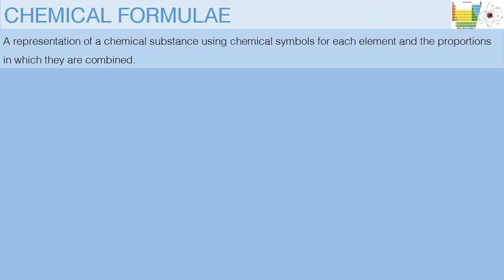Welcome. Chemical formulae. A chemical formula is a representation of a chemical substance using chemical symbols for each element and the proportions in which they are combined.